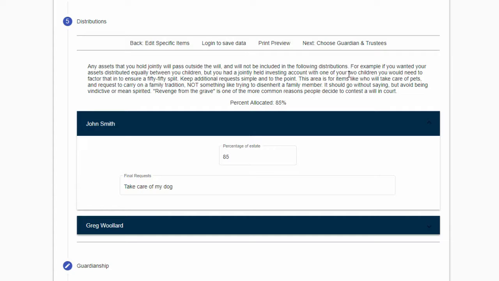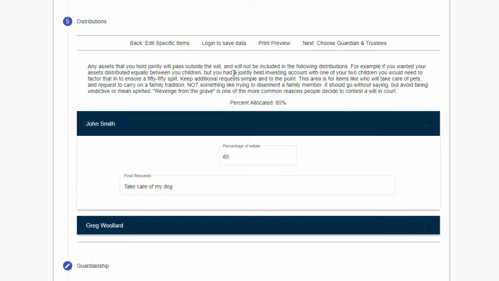It is a terrible idea to try and do anything that comes from revenge from the grave. You're not around to contest it. You can make a nightmare for your other beneficiaries when you try and do that. So just be respectful. If you don't want to give someone money, just don't give it to them. Don't give them anything. Don't involve them in the process. It's a lot simpler than trying to do things along those lines.